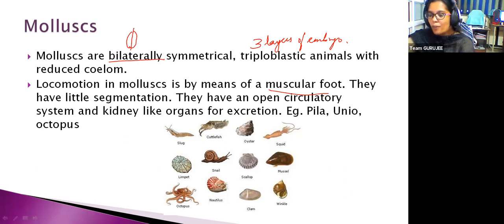They have an open circulatory system and kidney-like organs for excretion. What is an open circulatory system? They don't have blood vessels like we humans do. We have blood vessels connected to the heart, and that is connected to the lungs. We have a closed circulatory system, but this group of animals has an open circulatory system.